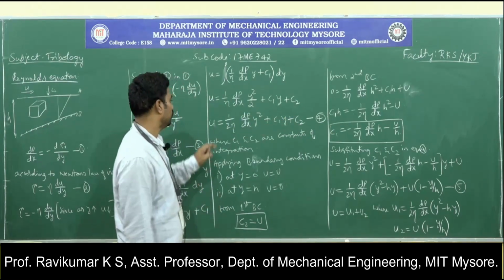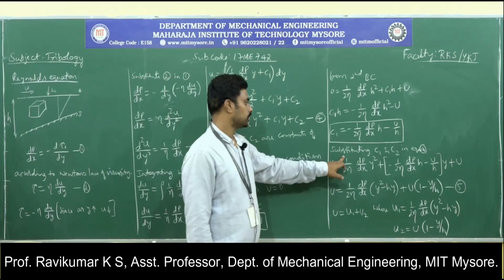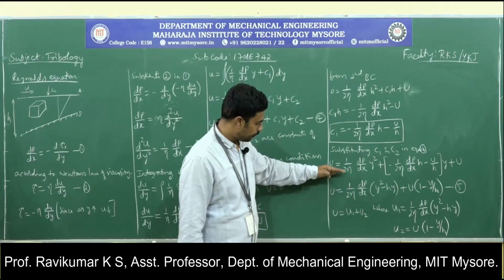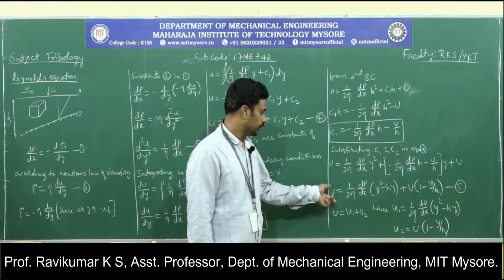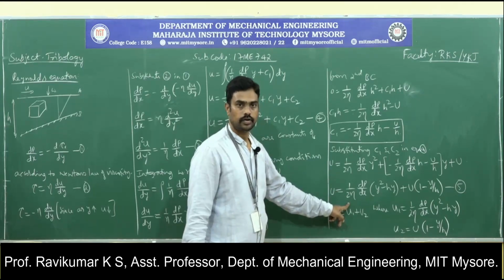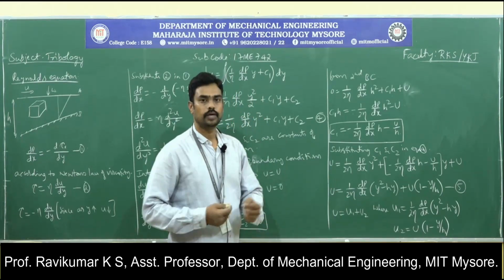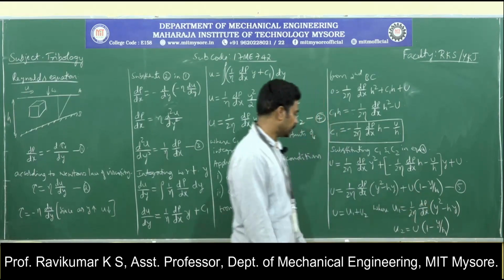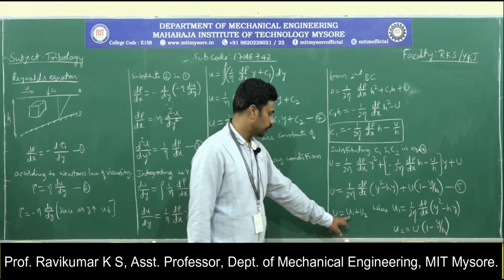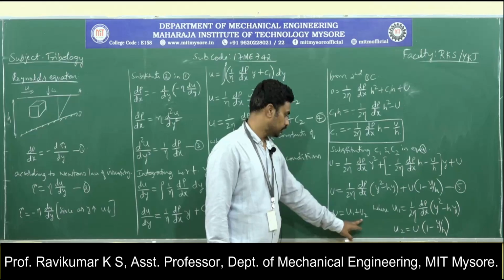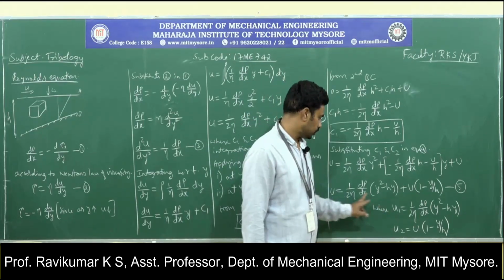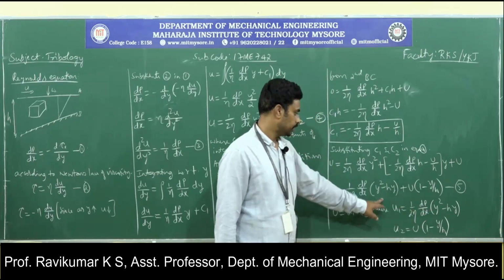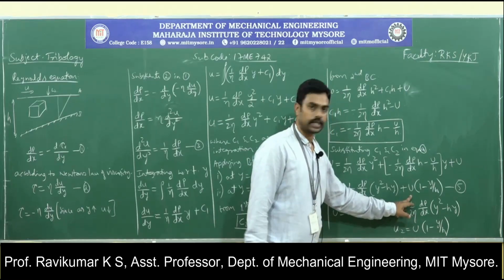Now substitute the constants C2 and C1 in equation 4. Substituting C1 and C2 in equation 4, you will get something like this. If you simplify this, you will get u equal to an expression with two terms on the right hand side, the first term plus the second term. This is in the form u is equal to u1 plus u2, where u1 is equal to the first term, 1 by 2 nu into dp by dx into y square minus hy, and u2 is equal to U into the second term.